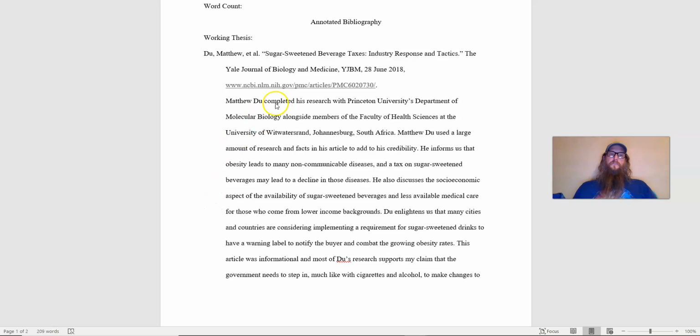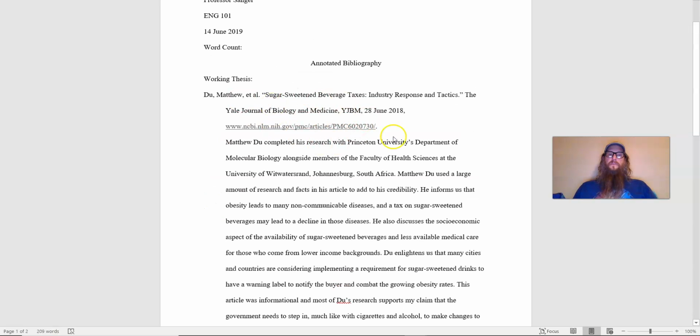Okay, so let's get into looking at the different components of the sample entry in the annotated bibliography. Here's the first part. That's the citation. You knew that, right?